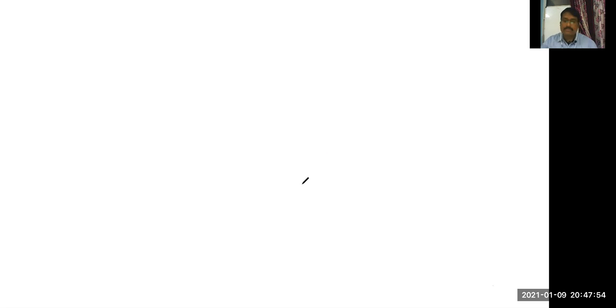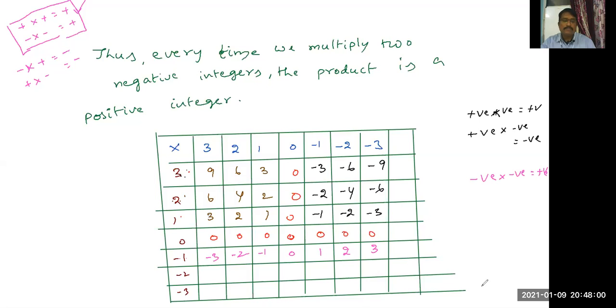Is the product of two positive integers always a positive integer? Yes. So first question answer is yes. Is the product of two negative integers always a positive integer? Second question is also yes, because multiplication of two negative integers always gives a positive product. Is the product of a negative and a positive integer always a negative integer? Yes. Already I wrote this.